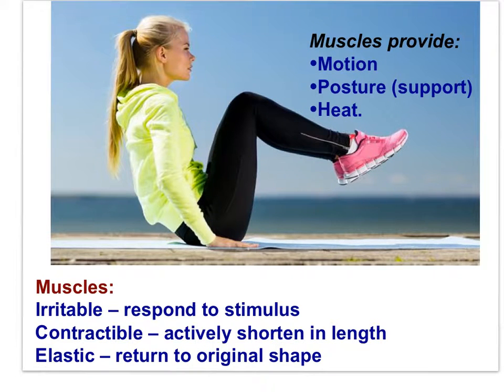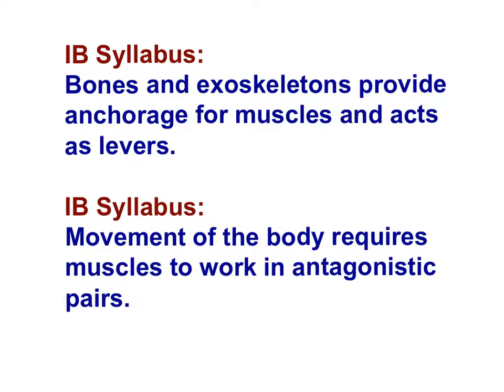Muscles are much like nerve cells. They are irritable in that they can respond to a stimulus. They are contractible. Muscles actively shorten in length. ATP is required. And muscles are elastic. Muscles return to their original length as they are extended by the contraction of a second muscle known as an antagonistic muscle.